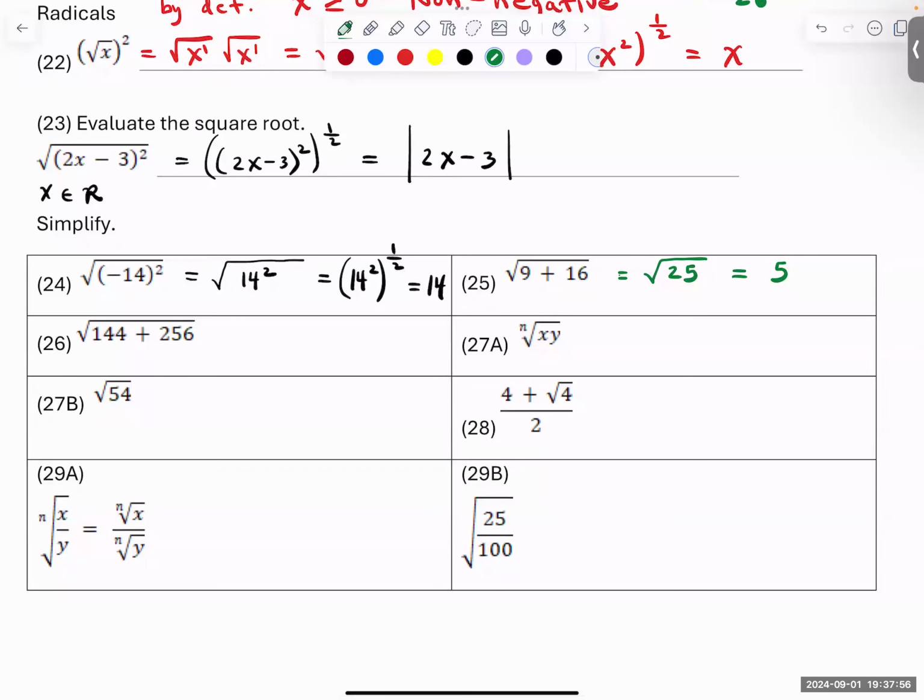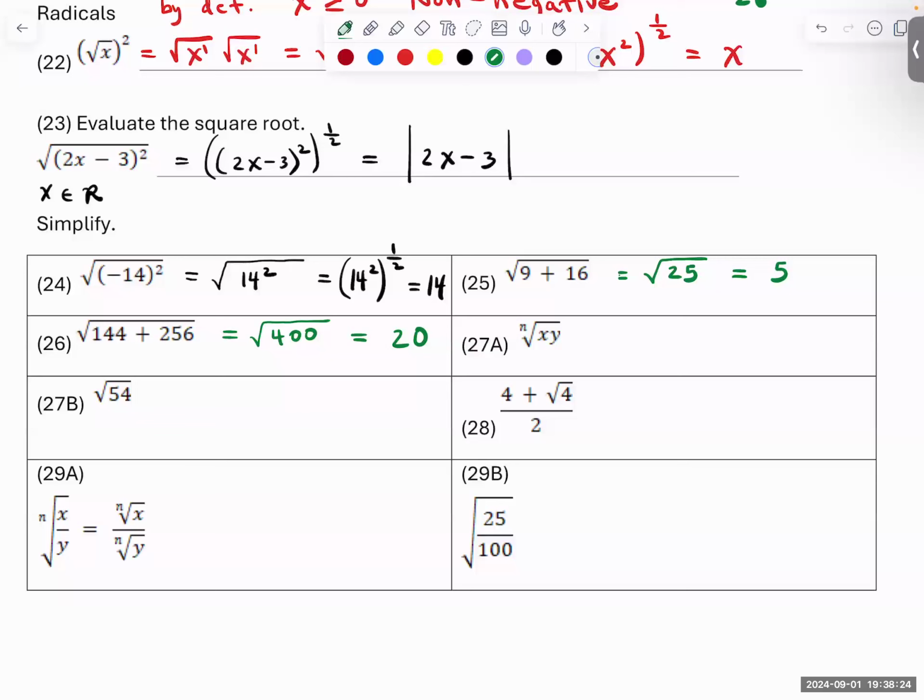26 is similar. We have to perform the operation inside the radical first. So we have the principal square root of 400. And since 20 times 20, or 20 squared, is 400, the principal square root of 400 is 20.